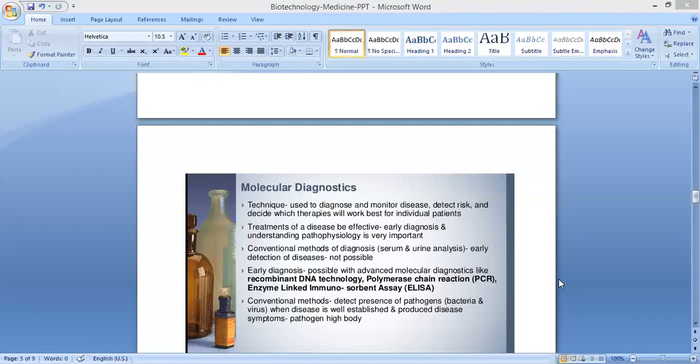Conventional methods detect the presence of pathogens like bacteria, virus, etc., when the disease is well established and has produced disease symptoms. It means that by that time the pathogen is in high content in the blood. So that is how conventional methods detect the presence of pathogens.